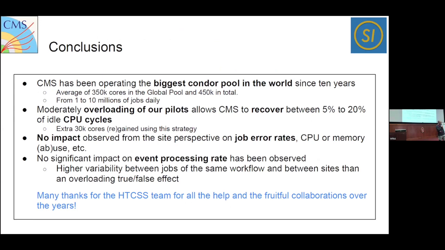So in conclusion, CMS has been operating the biggest HTCondor pool for 10 years. We have an average of 350,000 cores in our global pool, and up to 400,000 cores. In total, we execute from 1 to 10 million jobs per day. And today I showed that we have applied this strategy of overloading our pilots, which allows us to gain 5 to 20% more event throughput, which corresponds to 30,000 extra cores, without having an impact on the job error rate, and while sustaining a small impact on the event processing rate.